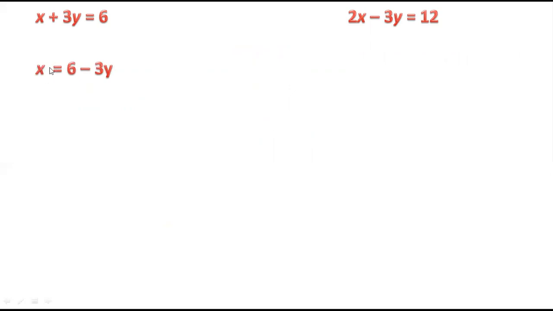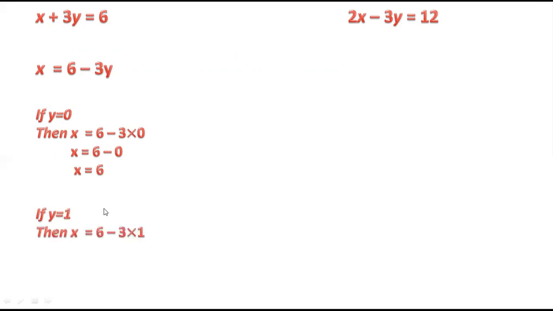Write in this form so it is easiest for you to solve. x is equal to 6 minus 3y. Take any value for y. If y is equal to 0, then x is equal to 6 minus 3 into 0, that is 6 minus 0. So x is equal to 6. If y is equal to 1, then x is equal to 6 minus 3 into 1, that is 6 minus 3. So x is equal to 3.